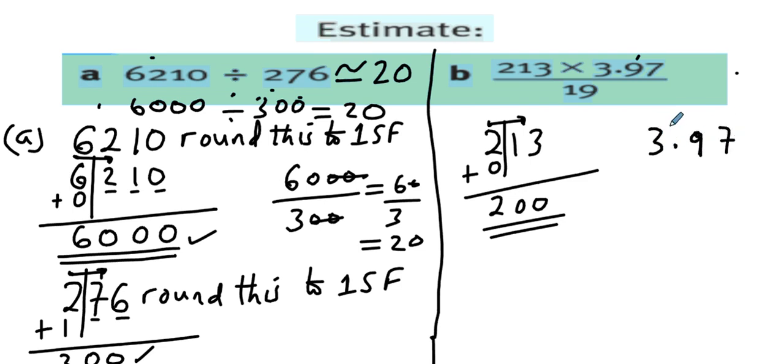Take this number, 3.97. Stand on here. This is the first significant figure. Check on the right hand side. There is 9. Add 1 over here. This will be 4 point. Now this 97 becomes zeros.